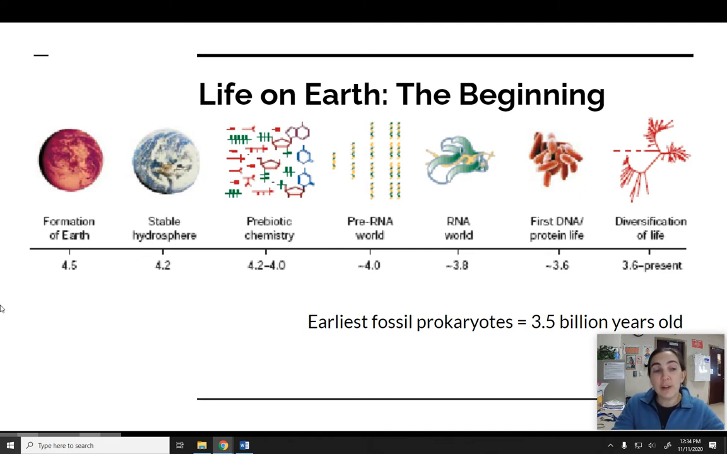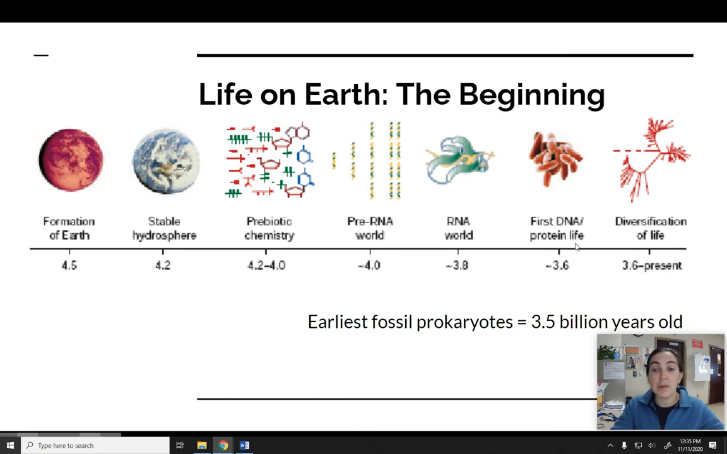So the planet Earth formed about 4.5 billion years ago. But you can see there wasn't life on Earth for a long, long time. As you read about, there were many things about the planet that made it unsuitable for life to begin until about 3.5 billion years ago. That's when the earliest fossils of prokaryotes, those bacteria that evolved a long time ago, have been found.